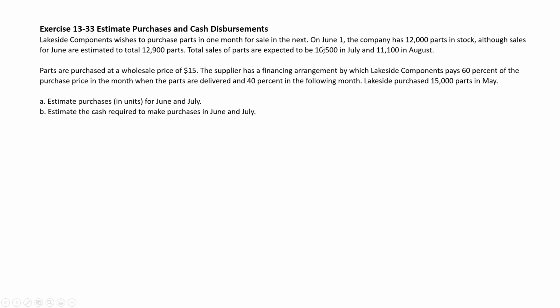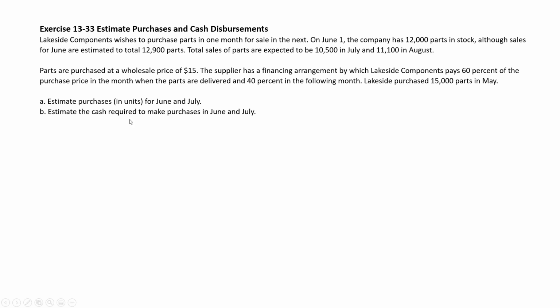So I'm going to read through here, and it says on June 1st, the company has 12,000 parts in stock, although sales for June are estimated to total 12,900. Now you may say here, well, fire somebody. They should have had 12,900 if they were expecting to sell 12,900. But keep in mind, in May, your prior month, you're just guesstimating what you think is going to happen in June. Now we have hindsight.